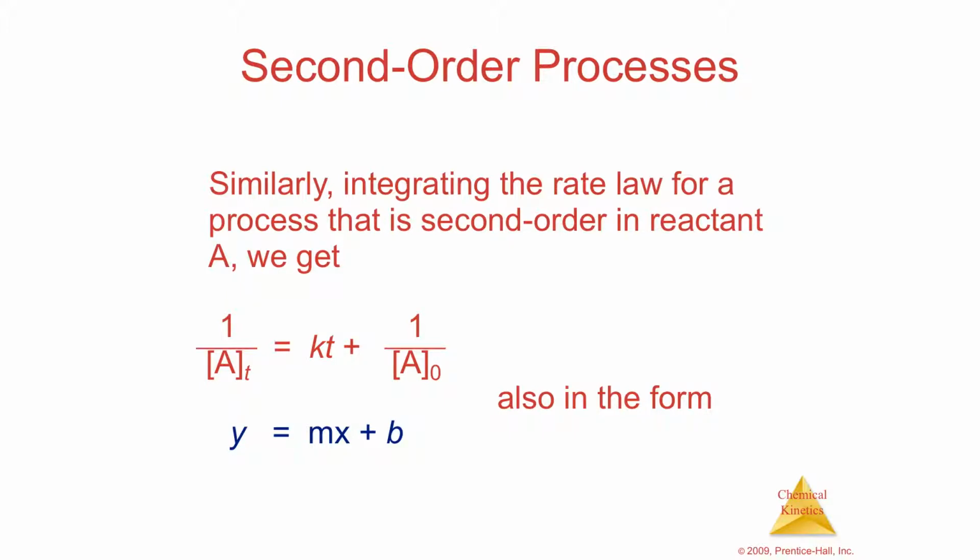Okay, so let's back up. If we have a second order process, remember a second order is going to be k times a squared. Something squared, which means if I double the concentration, the rate is going to go up by 4 times. So let's say I double it to 2a. 2a squared is going to be 4a squared. That means as I double the concentration, the rate is going to go up by 4 times. So a second order process is going to be something to the second power, something squared.